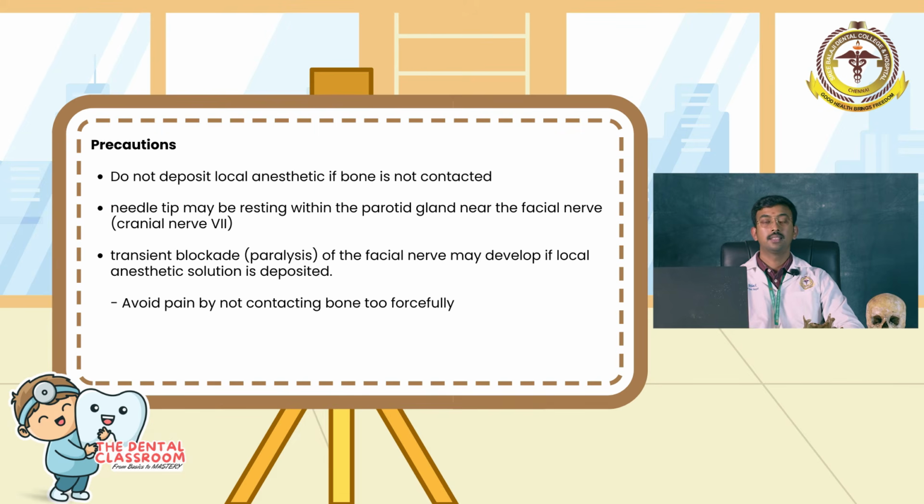So, after assessing the subjective symptoms and objective signs, the precautions which we have to bear in mind while administering this technique are: do not deposit a local anesthetic solution until the bone is contacted. The needle tip may be resting within the parotid gland near the facial nerve if, when we are using a long dental needle, the bone is not contacted anteriorly. So, if facial nerve palsy is observed, give assurance to the patient that it might get reversed once the local anesthetic efficacy drops down.